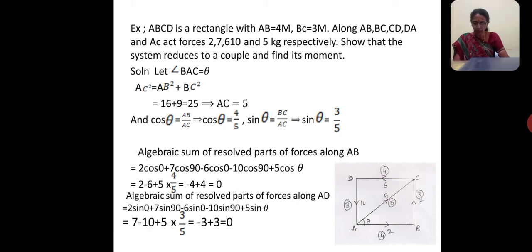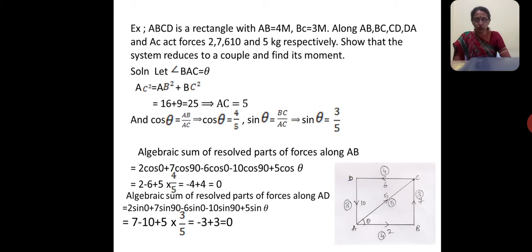cos theta equals AB divided by AC, that implies cos theta equals 4 by 5. Then next, sin theta equals BC by AC, that implies sin theta equals 3 by 5. The algebraic sum of the resolved parts of the forces along AB equals 2 into cos 0 plus 7 into cos 90 minus 6 into cos 0 minus 10 into cos 90 plus 5 into cos theta. That is equal to 2 minus 6 plus 5 into 4 by 5, that is equal to minus 4 plus 4 becomes 0.